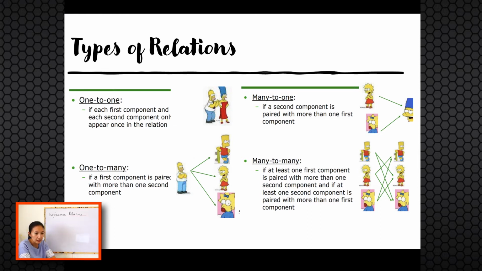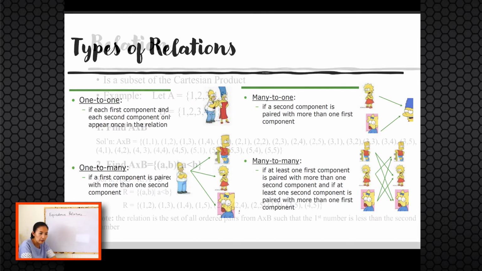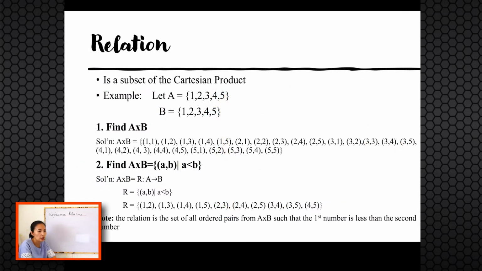One-to-many can be depicted by the arrow diagram. One-to-many, and then two is considered many. So we also have many-to-one and many-to-many. But how do we define a relation? Mathematically, how do we define a relation? A relation could be defined as a subset of the Cartesian product.